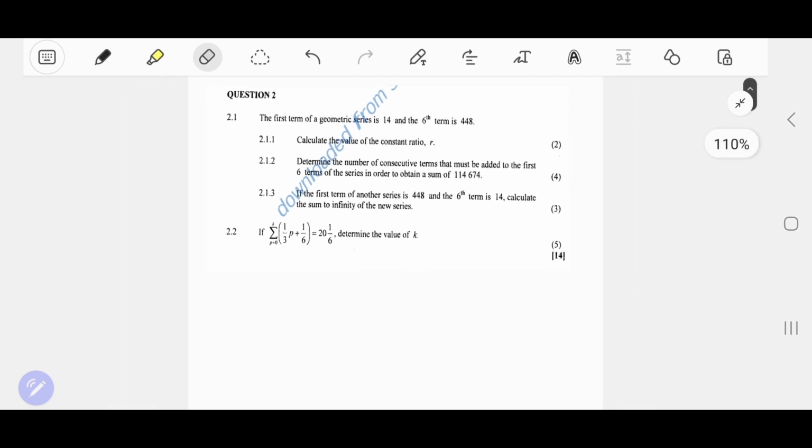So people, let's check question number one. We are given a statement above that the first term of the geometric sequence is 14, and the sixth term is 448. So what does this mean? This statement means that we have what, people?